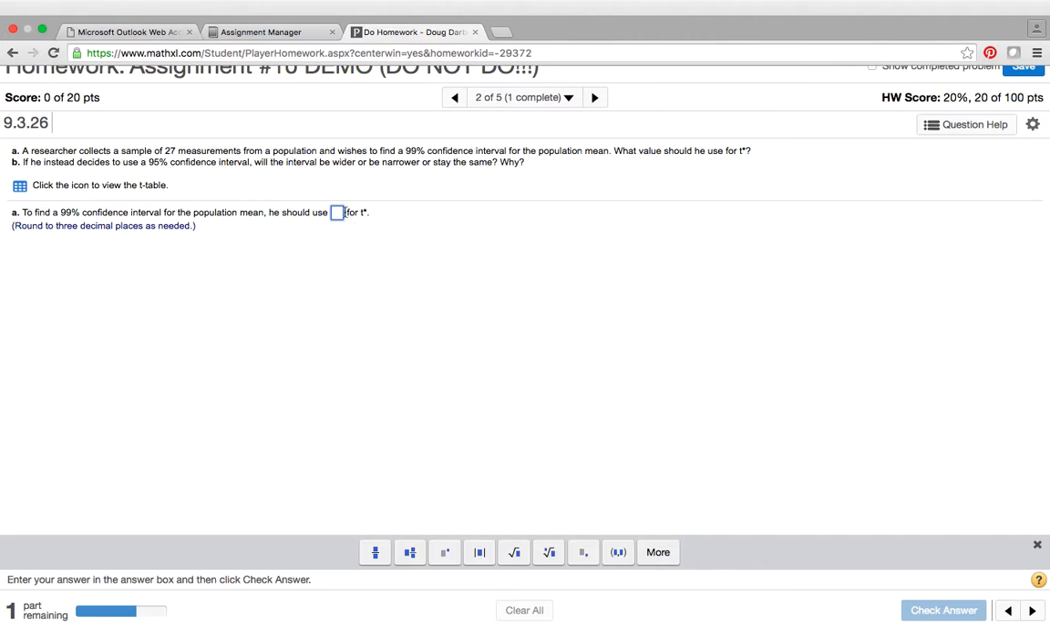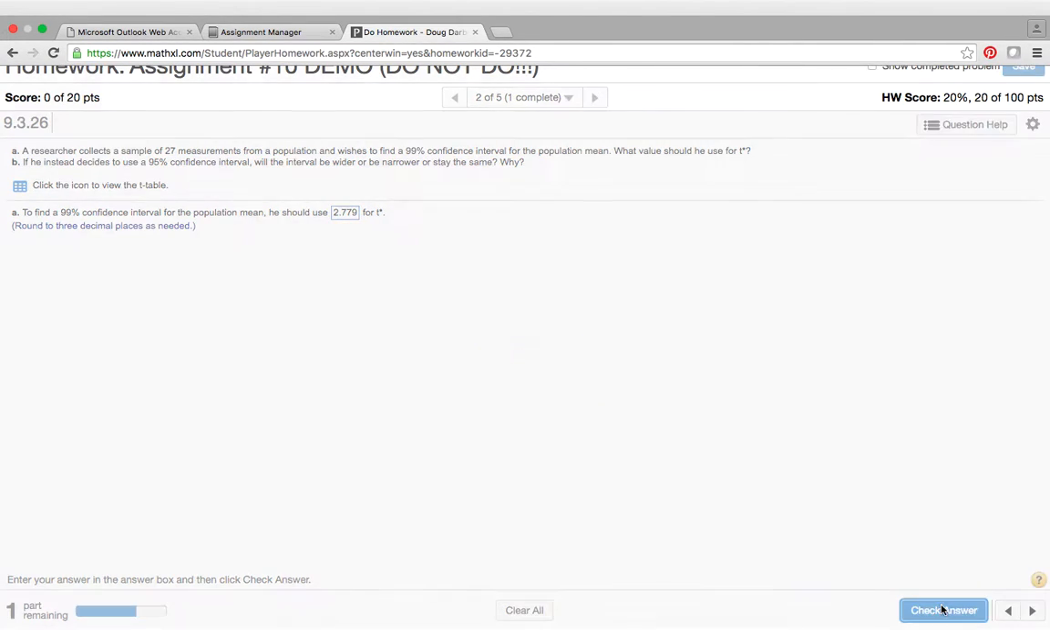Now, for this, we just use the positive part. The t star, the critical value, is known to be the plus and the minus. So what I'm going to do here to three places, it looks like 2.779, right? So let's check our answer.